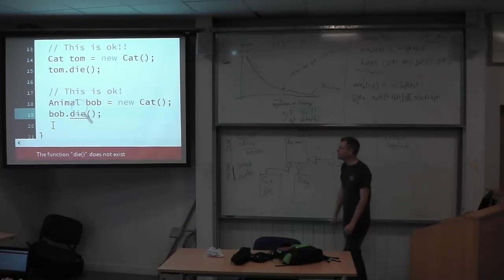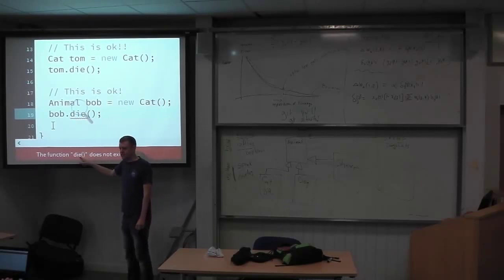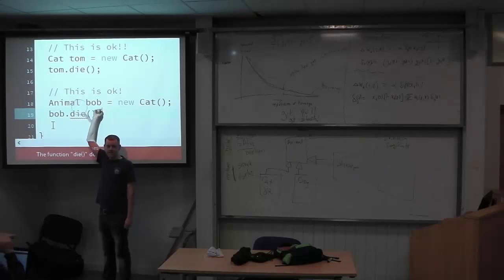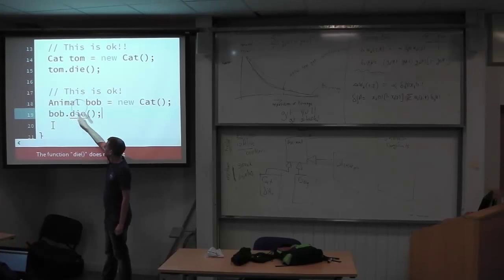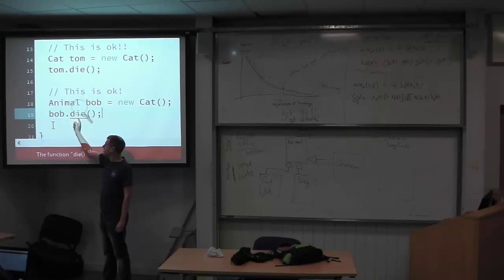This is not okay. We can't do this. It will tell you that the function die does not exist. The reason it doesn't exist is because it doesn't exist on the type animal. Even though the instance is of type cat, because the type is animal, the Java framework doesn't know that there is a die method on the instance. It knows that there's no die method on the type. So it says, hey, you can't do this.